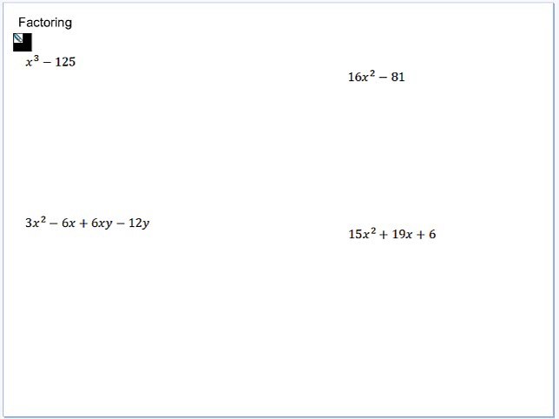Welcome back to Algebra 2, reviewing for the first semester final. This time we're going to be discussing factoring.